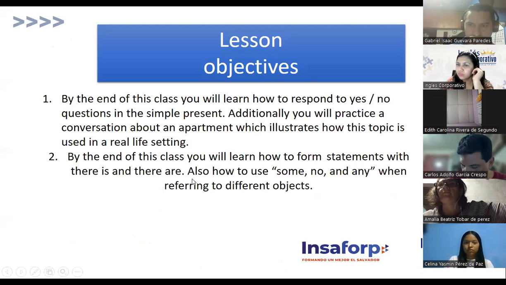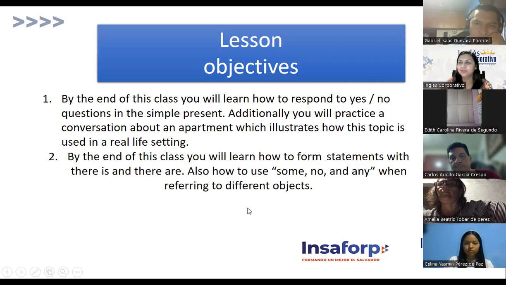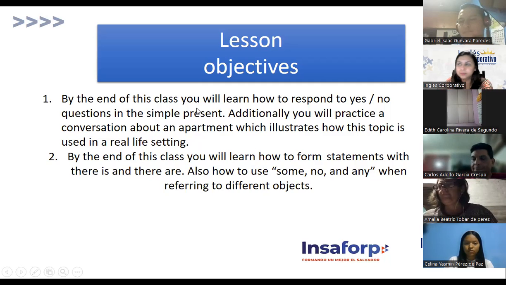By the end of this class, you will learn how to respond to yes, no questions in the simple present. Additionally, you will practice a conversation about an apartment, which illustrates how this topic is used in a real life setting. You will also learn how to form statements with there is and there are, and how to use some, no, and any when referring to different objects. So you will practice yes, no questions, and also there is and there are.